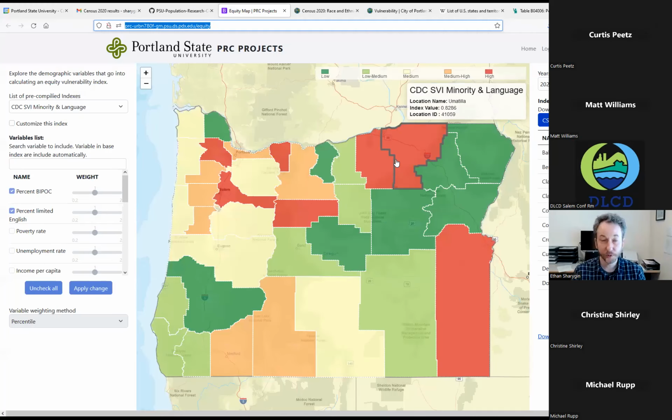Okay, so this is the landing page for the tool that we're developing. Right now, it's still in a beta stage. So we've only got one indicator up here, which is the SVI. We've got maybe another 20 indicators planned to go in.